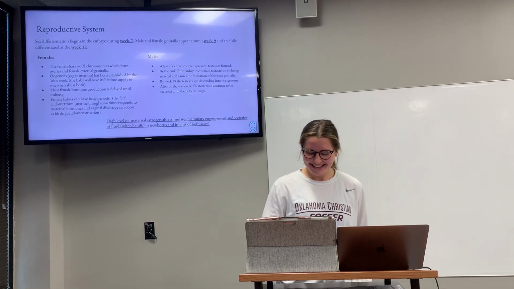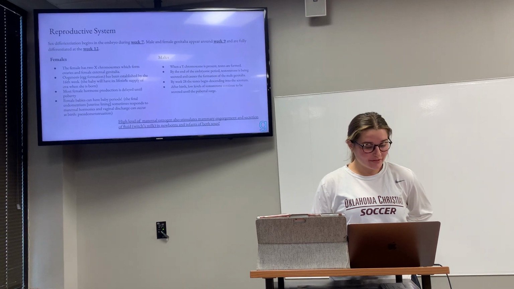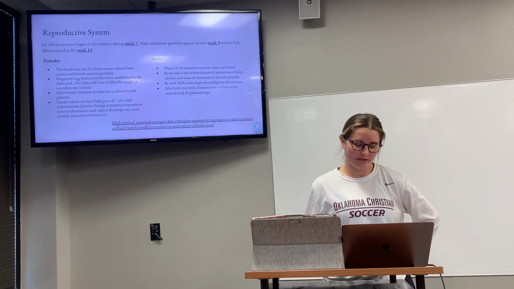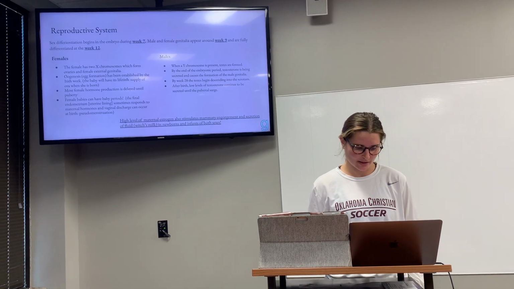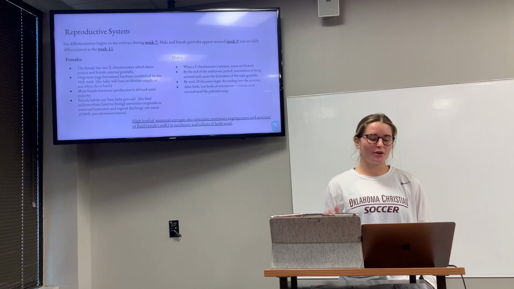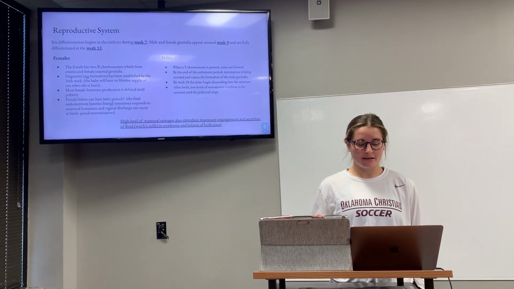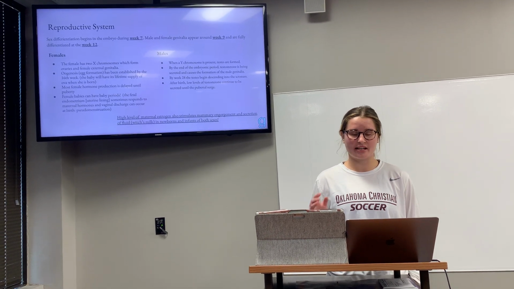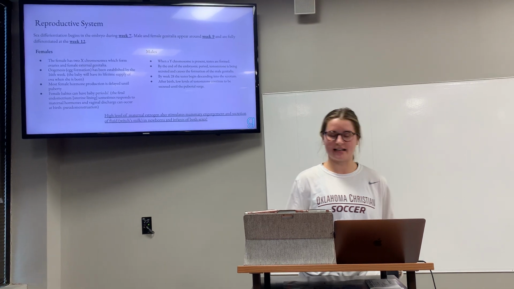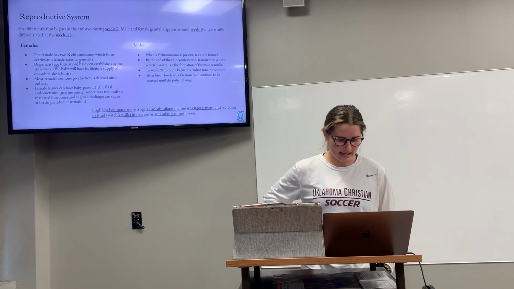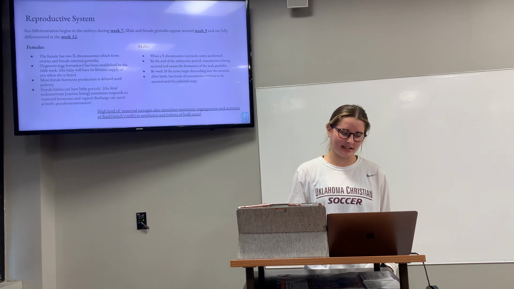Continuing. So, the female has 2 X chromosomes, and that, of course, makes the ovaries and the female external genitalia. Oogenesis, this is really cool. The baby, when it's born, has a lifetime supply of the eggs that it's going to have the rest of its life, and that has been established at the 16th week.